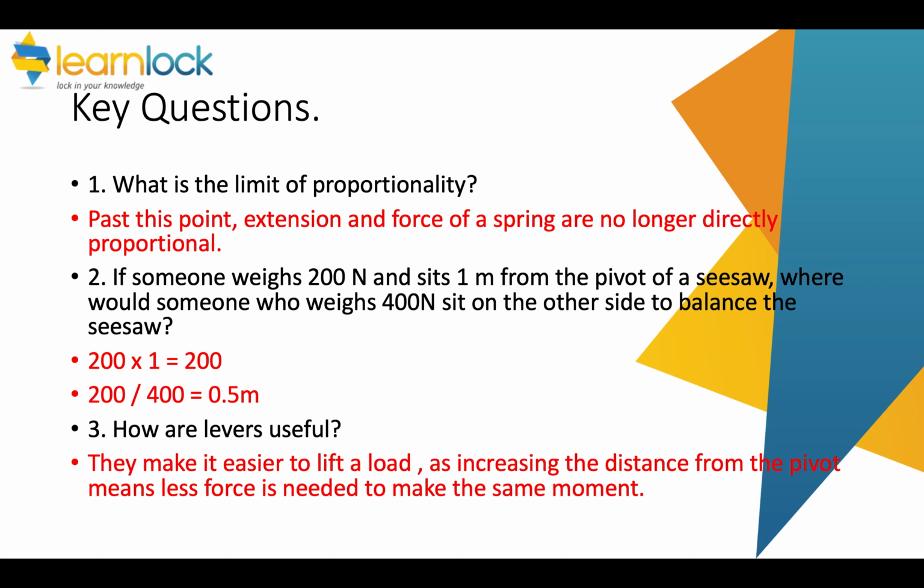If someone weighs 200 newtons and sits 1 metre from a pivot on a seesaw, where would someone who weighs 400 newtons sit to balance it? Well, you can see from the calculation you would do 200 times 1, which gives you 200, and then 200 divided by 400 newtons, which is 0.5. So it's balanced on both sides.